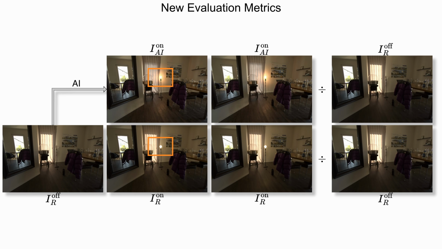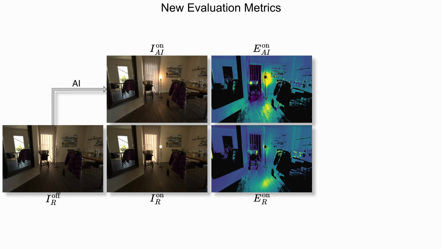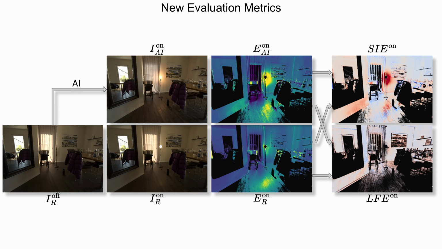The generated image and the corresponding real image are each divided by the real light-off image, producing 2 ratio images. After standardization, the ratios are compared using a mean absolute error. We refer to this metric as the standardized intensity error, or SIE. Capturing overall light falloff requires a different approach. For this purpose, we introduce a second metric, the low frequency error, or LFE.